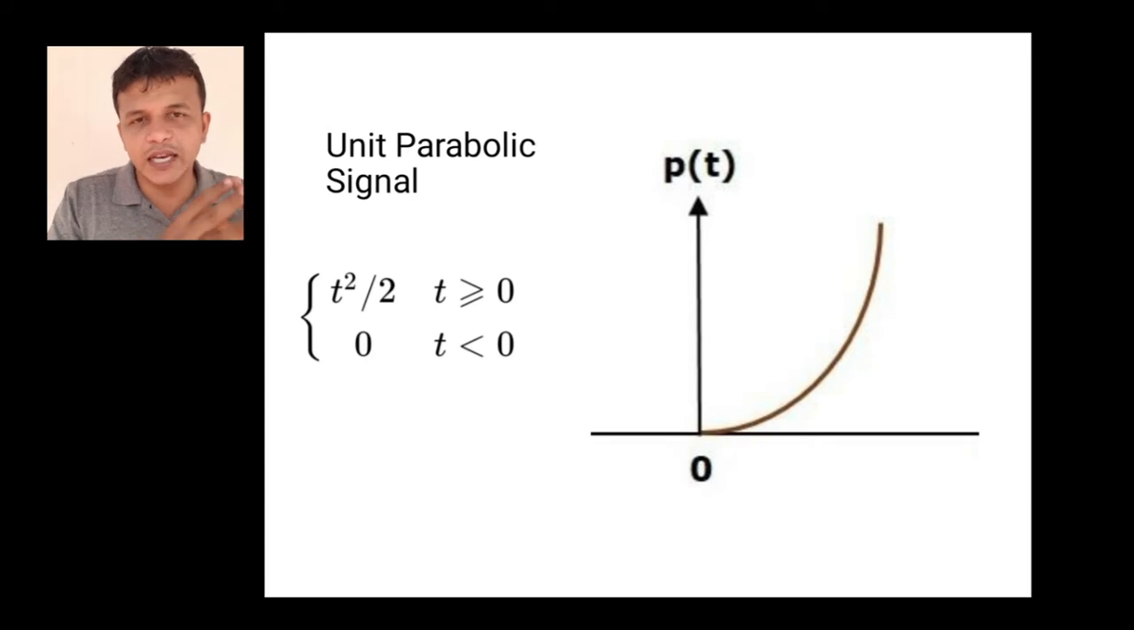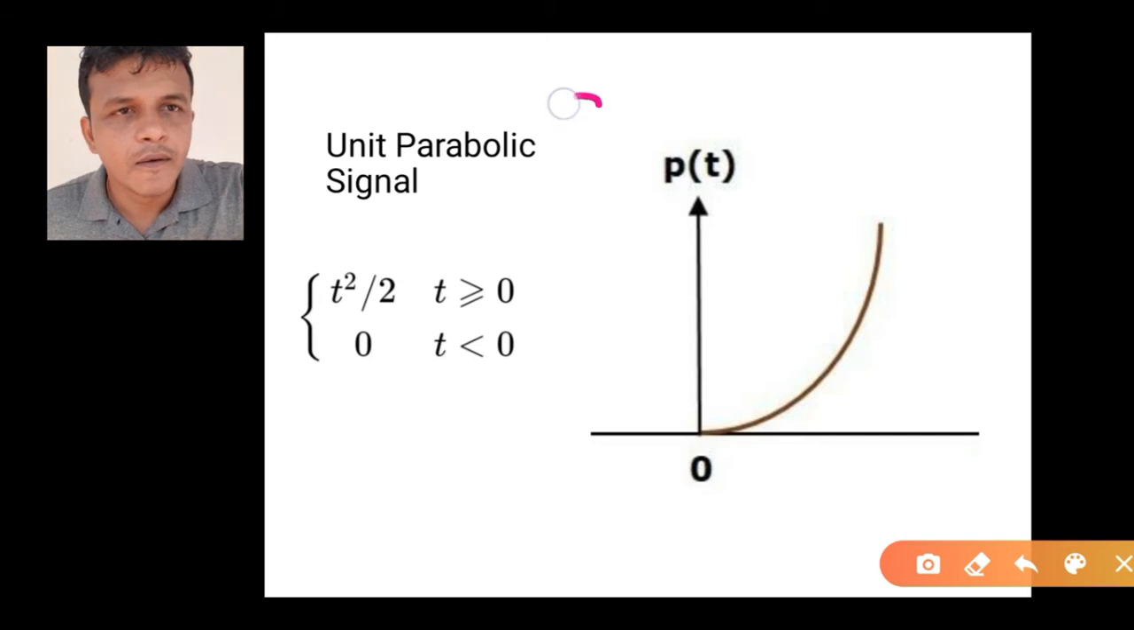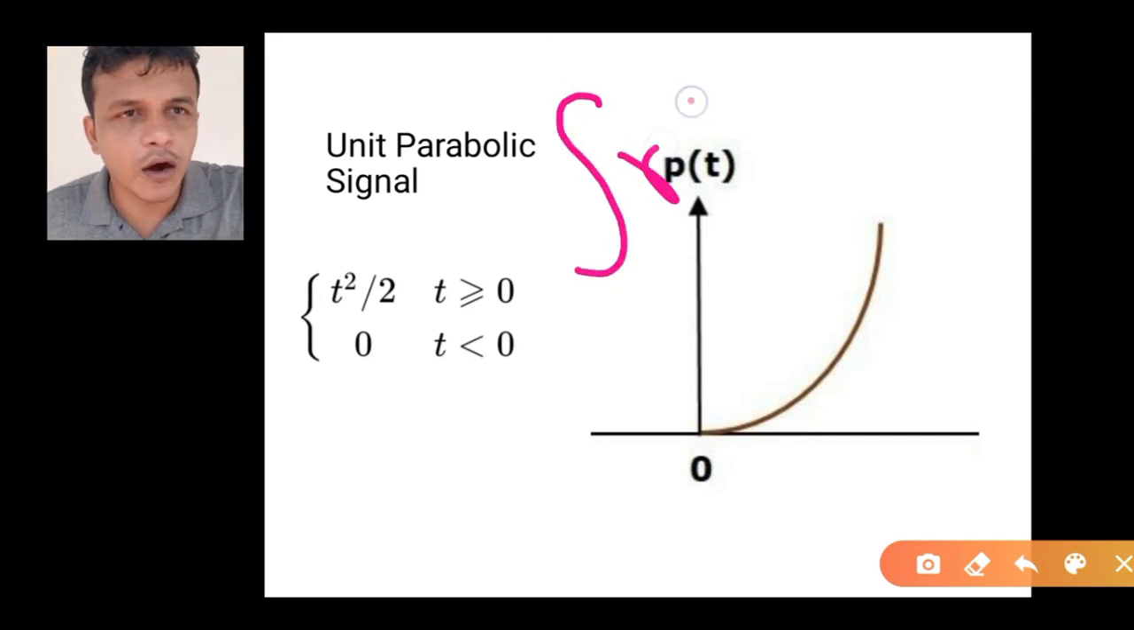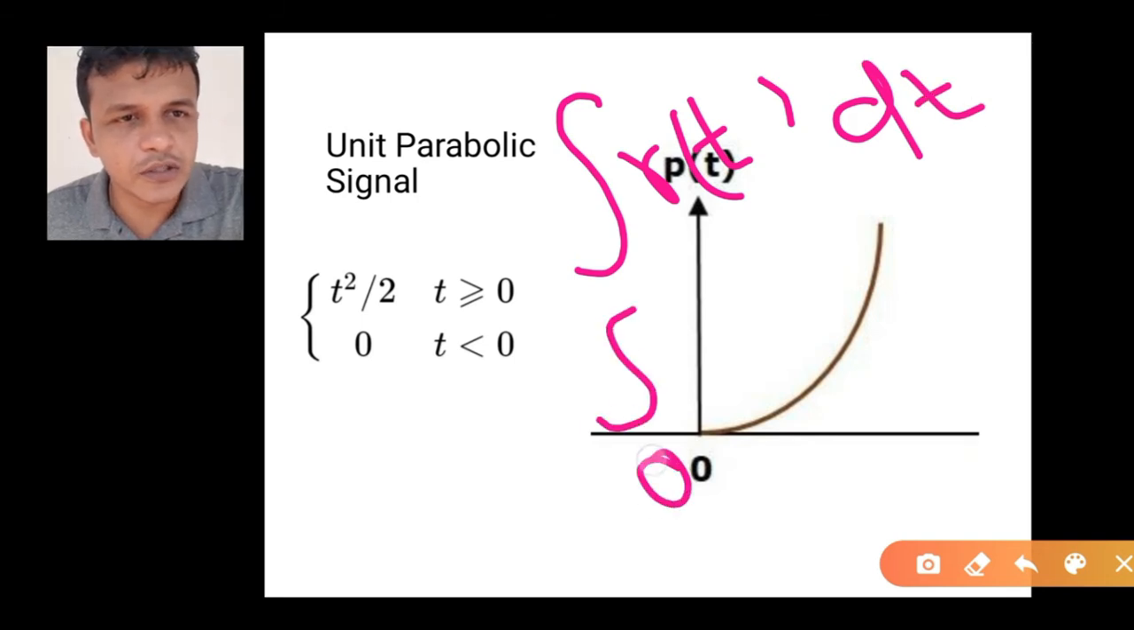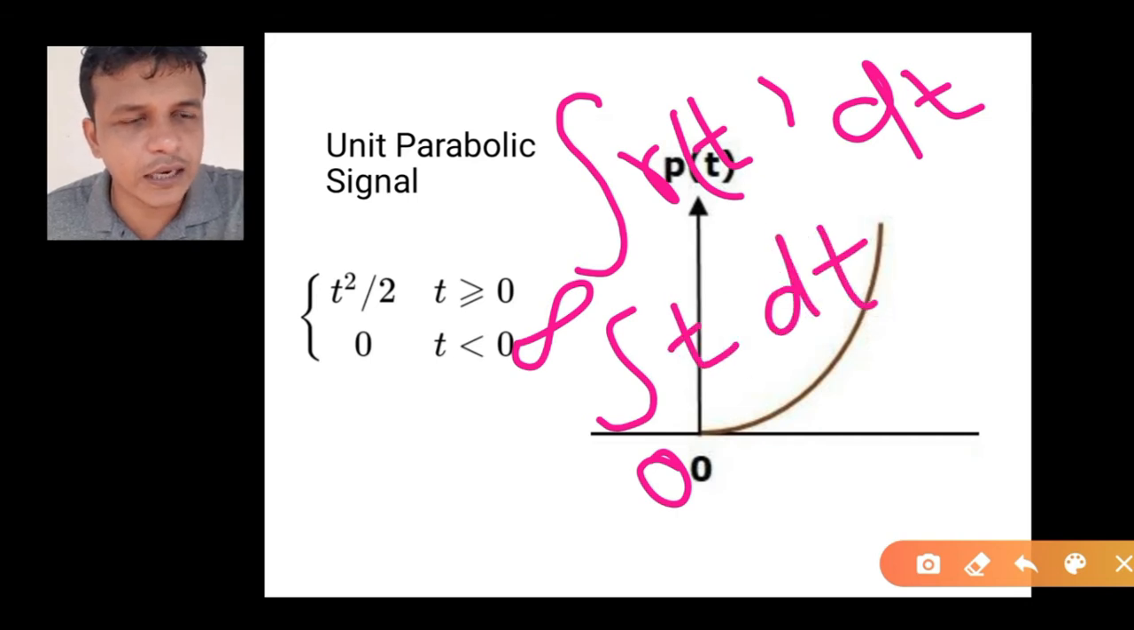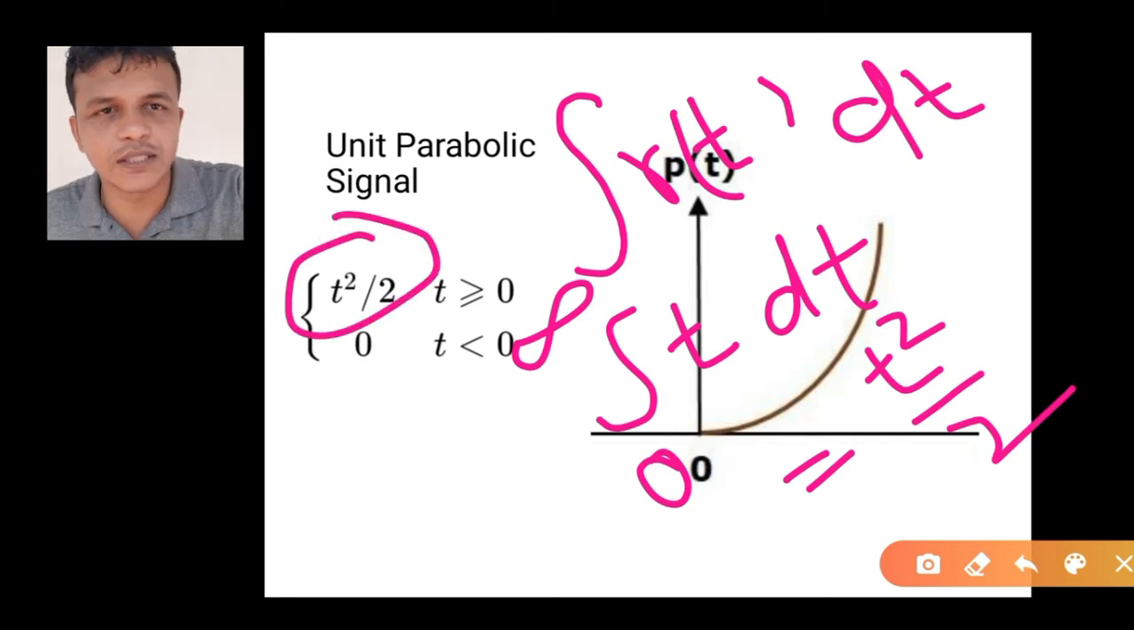Similarly, we can derive the relationship between the parabolic signal and the ramp signal. The parabolic signal is the integration of the ramp signal, the integration of r of t dt, and r of t is nothing but t. So we can write it as the integration from 0 to infinity of t dt. When we do this calculation, we get t square by 2, which is nothing but the parabolic signal.